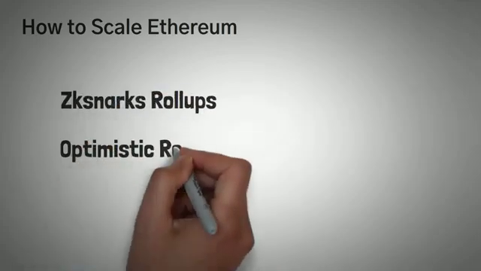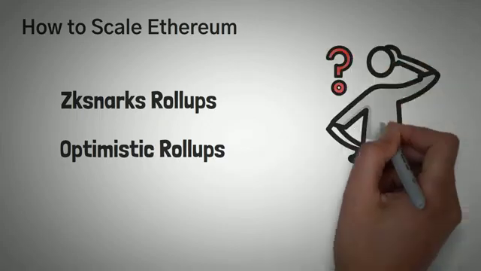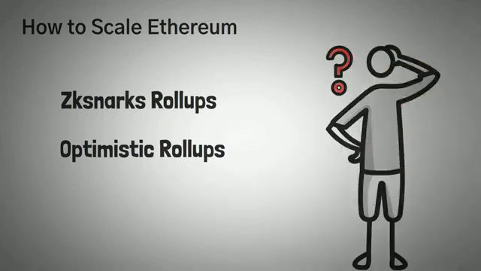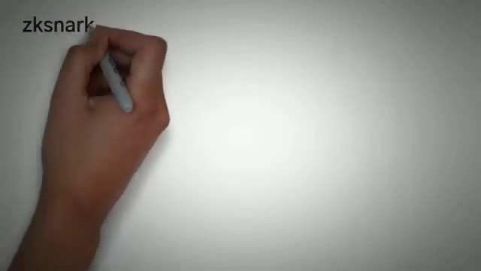ZK-SNARKs and optimistic rollups are words that we heard over and over when we were researching Layer 2 scaling solutions, but at the time, we had no idea what they were. But now we do, and for the rest of this video, we are going to explain to you how each of them works. First up, we have ZK-SNARKs.